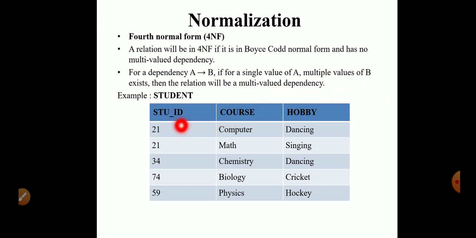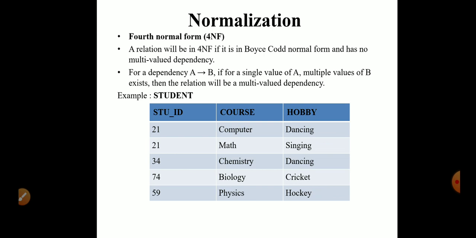I'll explain with the student table. The student table consists of student ID, course and hobby. The student ID 21 has two different courses and two different hobbies. So 21 has multiple values, that is two courses, math and computer, and hobbies dancing and singing. So there is a multi-value dependency on student ID, which leads to unnecessary repetition of data.